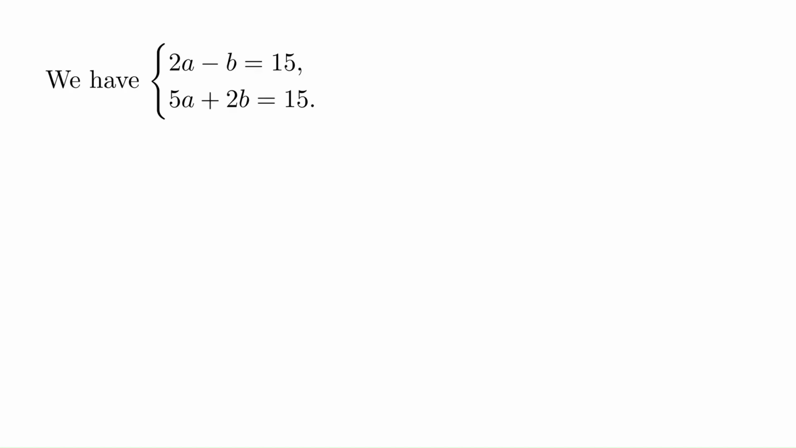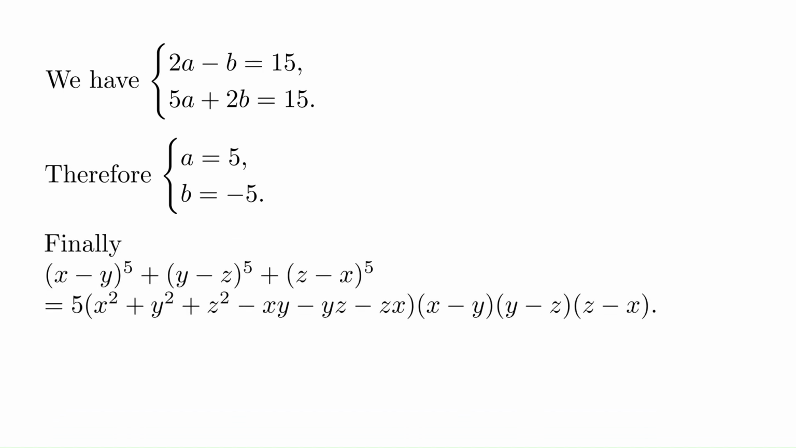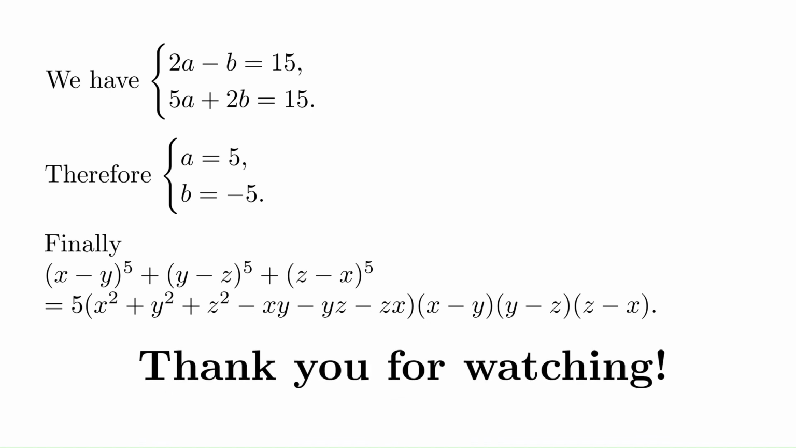Clean up the equations, and we have this simple system of equations in a and b. The solution is a equals 5, b equals -5. And finally, we have the factoring of this fifth-order polynomial as 5 times (x squared plus y squared plus z squared minus xy minus yz minus zx) times the rest of the three factors. Thank you for watching.